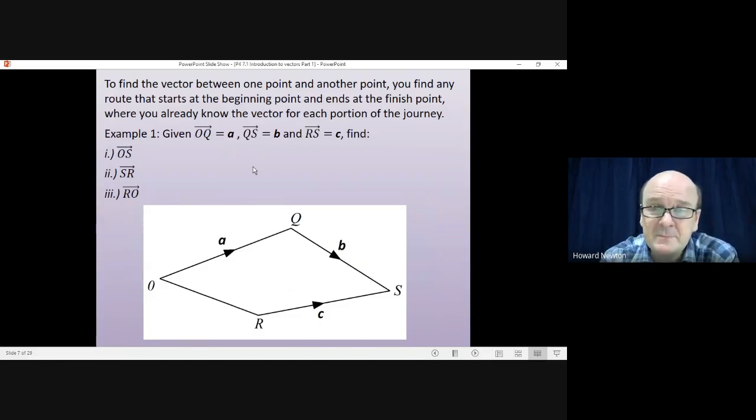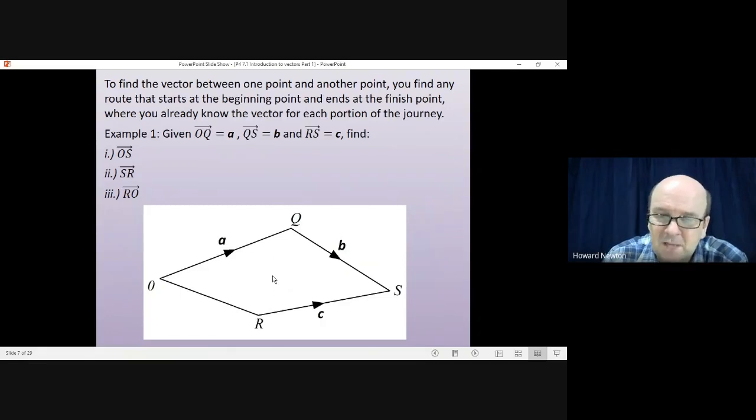To find the vector between one point and another point, what you have to do is find any route that starts at the beginning point and ends at the finish point. It's a bit like taking a journey through a town where you know where you're starting from, you know where you're finishing, and you've got to work out what roads you'll go along to get from the start point to the finish point. And you need to know the vector for each portion of the journey.